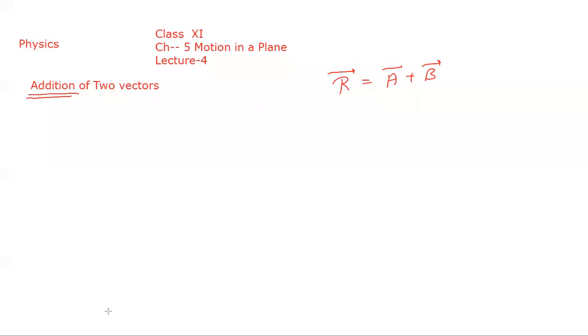If we want to calculate A vector plus B vector, first of all we are given the direction of A vector and the direction of B vector like this. Suppose A vector is in this direction and B vector is in this direction. So this is vector A and this is vector B. We want to calculate R vector, that is A vector plus B vector. From a starting point, first we draw vector A. The direction is the same, and vector A is in this direction.